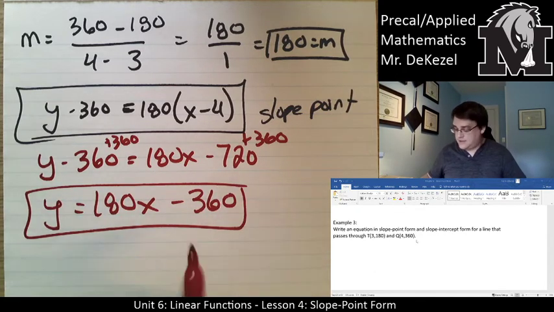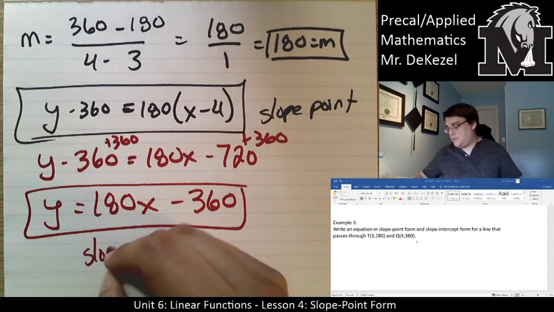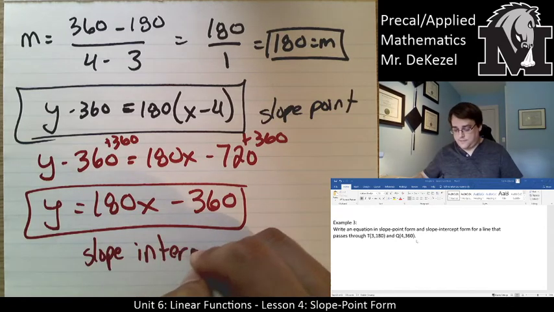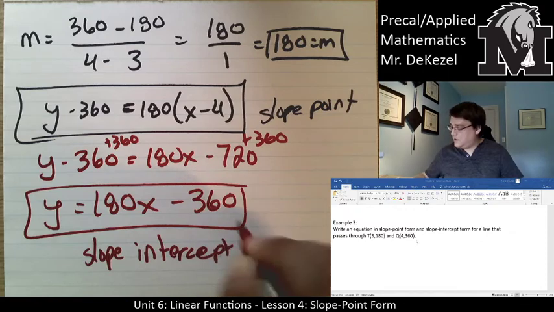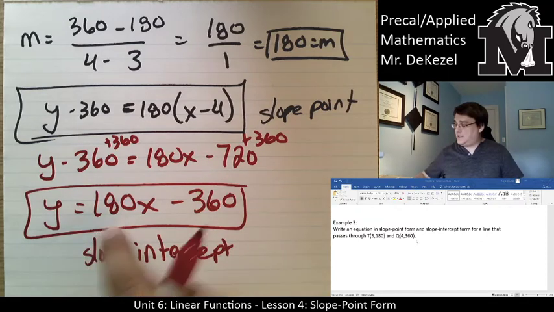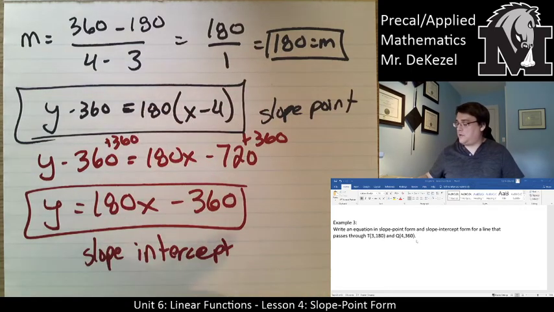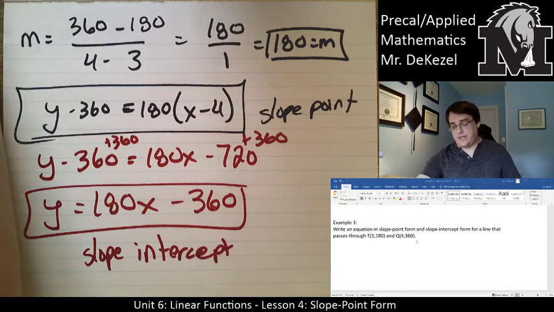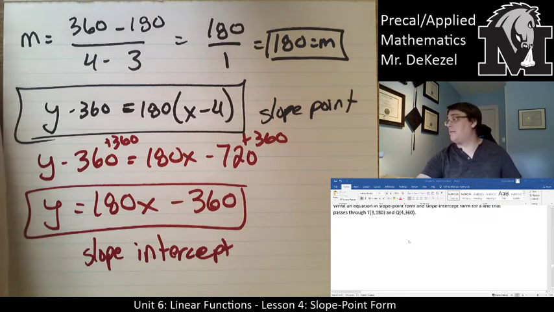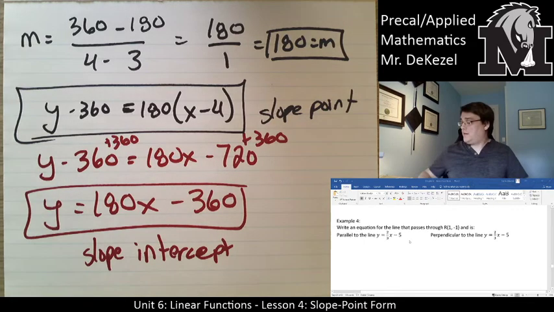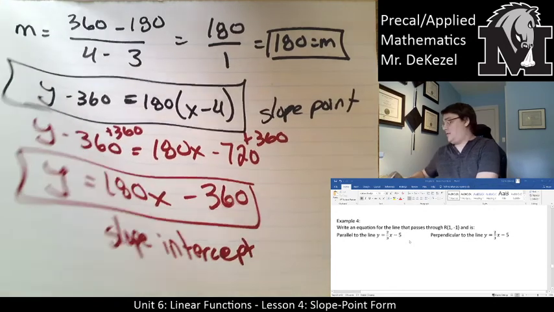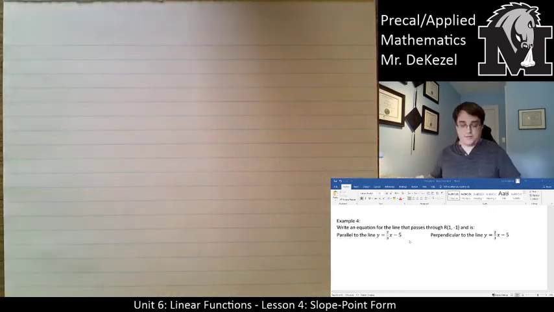So this then is our slope intercept form. The slope being 180, the same as I found originally, placed into my slope intercept form. I kept it all the way through. And then the y-intercept being negative 360 for whatever type of problem this is. We have one more example to do together, and then we let loose on the do-nows.